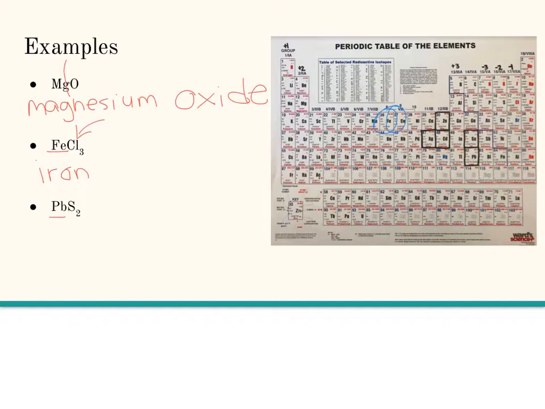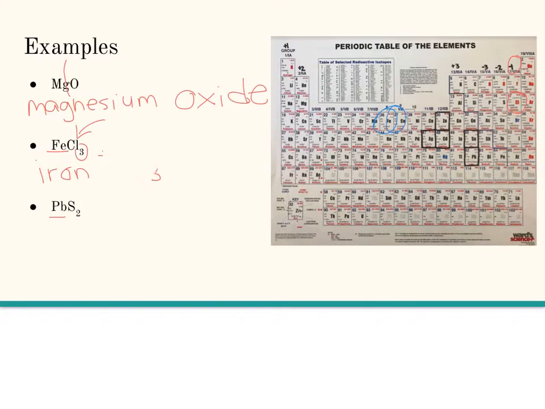Chlorine is found in group 7, which means it has an oxidation number of -1. I have 3 chlorines based on this formula. So if I add that all together, -1 plus -1 plus -1, I get a grand total of -3 in this compound. Remember, ionic compounds are electrically neutral.